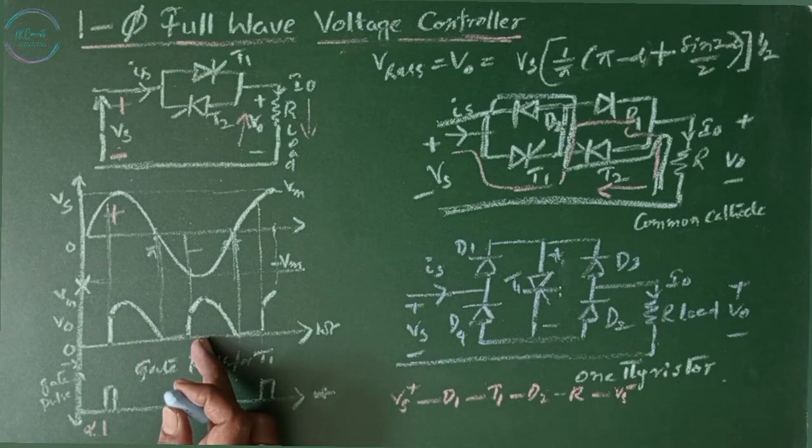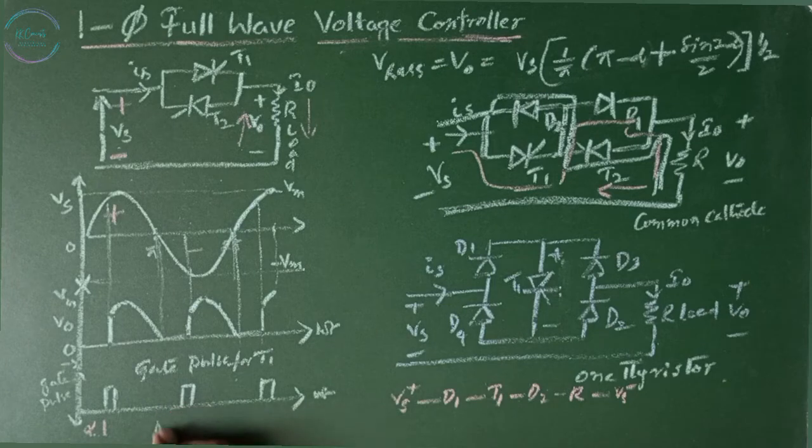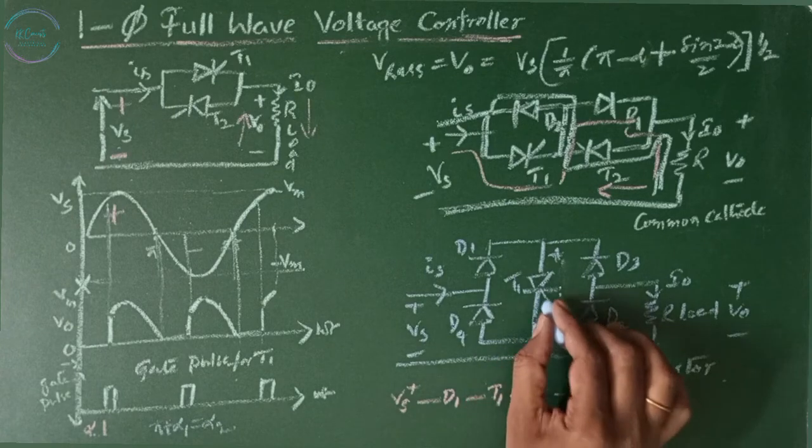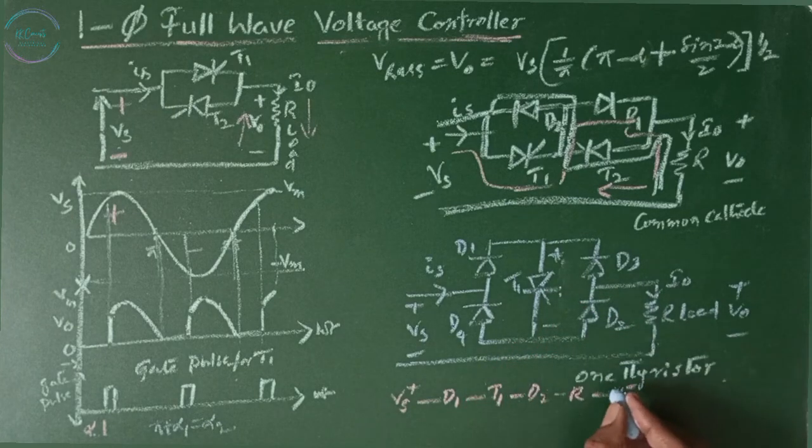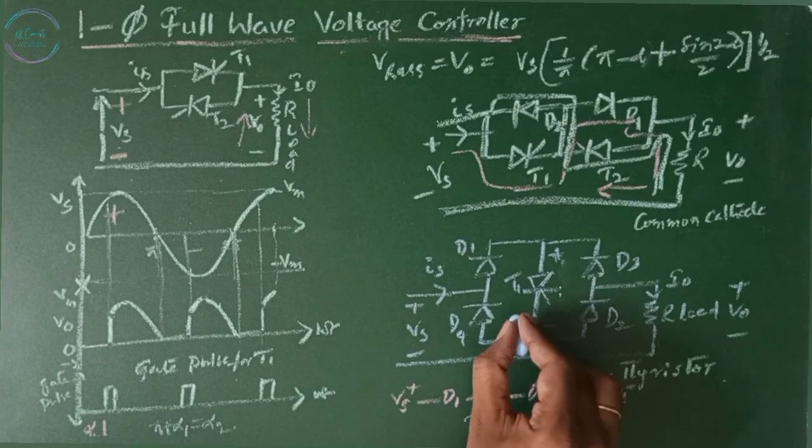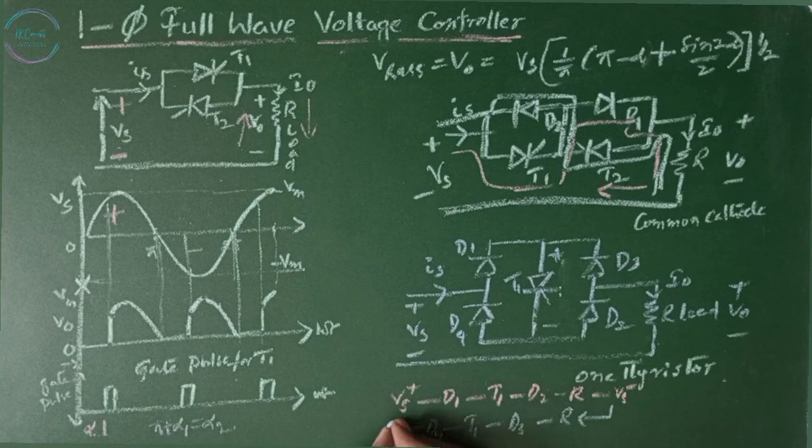In the negative half cycle, again the thyristor needs to be turned on at pi plus alpha 1, which equals alpha 2 in our case. Then when this thyristor is again turned on, the supply current will flow from Vs minus to R to D3 to T1 to D4 to Vs plus. Here also 3 power devices will be in operation at the same time. Obviously the efficiency will be reduced, as well as the conduction losses of the devices will increase.